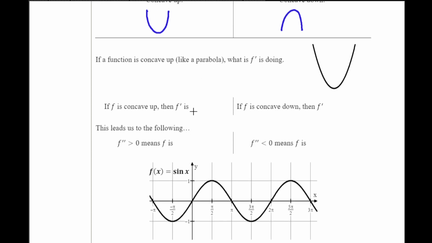If f is concave up, then f prime is increasing. If f is concave down, then f prime is decreasing. F double prime greater than 0 means f is concave up. If f double prime is less than 0, it means f is concave down.